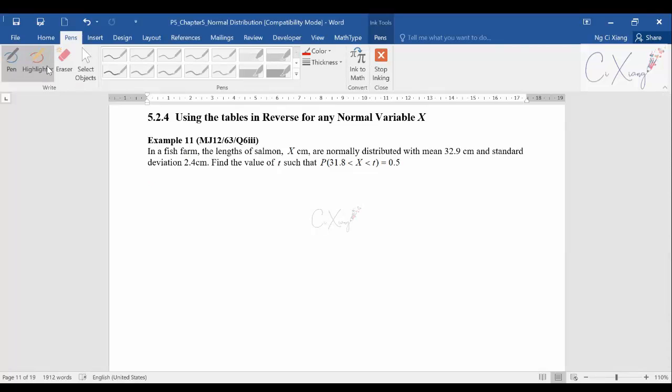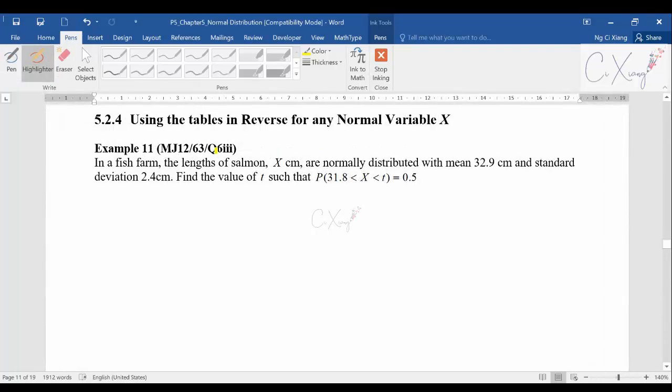If you look at this question, they are talking about the length of salmon, which is normally distributed. For any kind of normal question, you will always see the keyword normal distribution. Usually when I see it, I will write out the symbol: X is normally distributed with mean 32.9 and standard deviation 2.4 squared. If you want it to be more detailed, you can write out the definition of X: the length of salmon in cm.